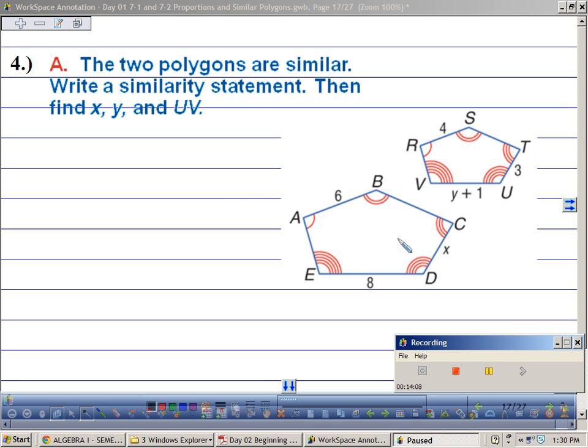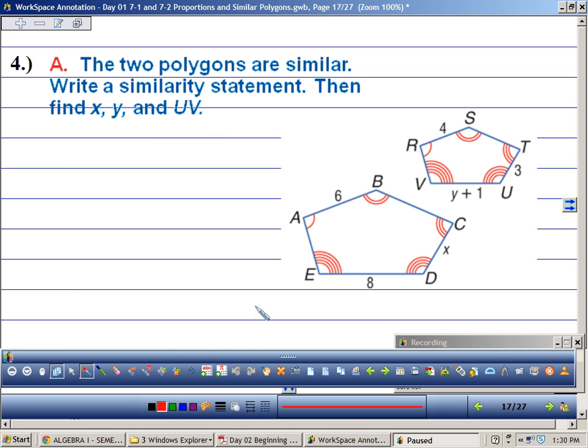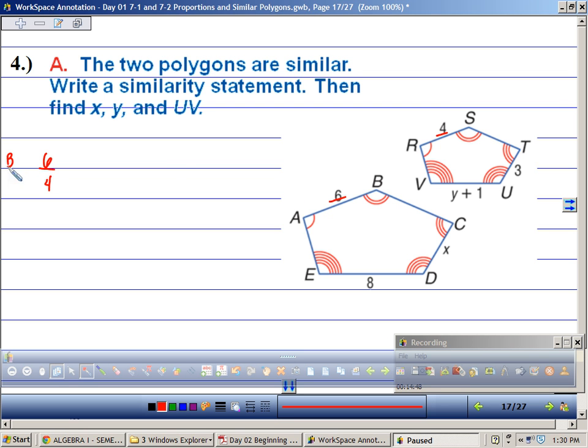All right, so let's investigate a little bit here. 6 and 4, okay, well that one's easy. I can compare 6 to 4. Everybody see that? 6 and 4. So I'm going to put 6 on top, 4 on the bottom. Just because 6 is bigger. So I'm going to remember bigger over smaller. That's how I do it.